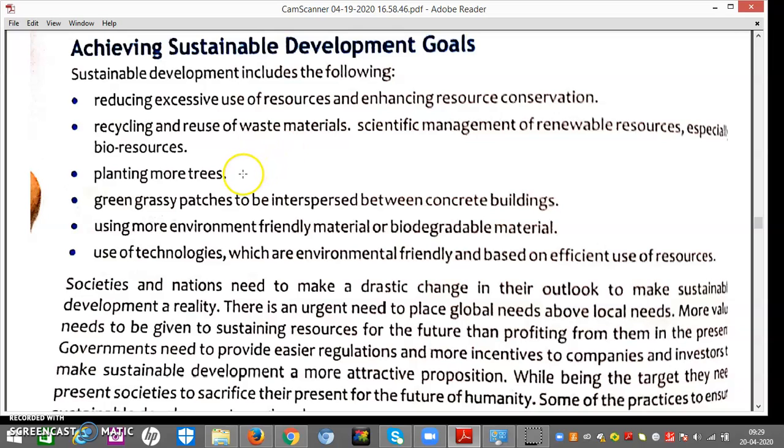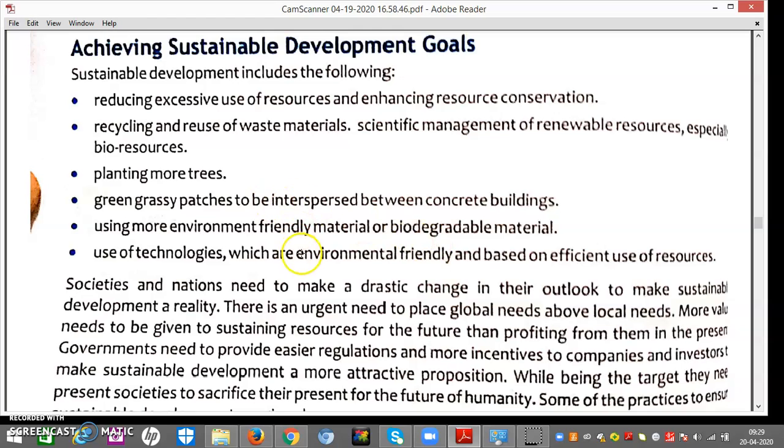We should plant more and more trees. Green grassy patches to be interspread between concrete buildings. It means there are some parks, there is some grass between buildings or a small lawn in your home so that the environment should be sustained. So using more environment friendly or biodegradable materials. The polythenes, or polybags as they are called, are examples that the government has banned.